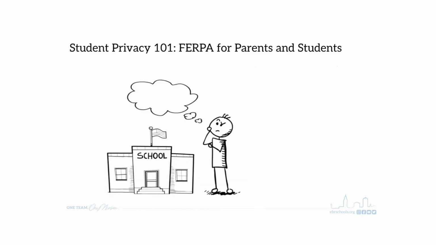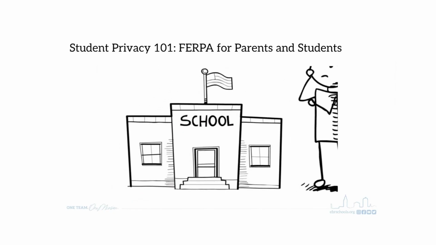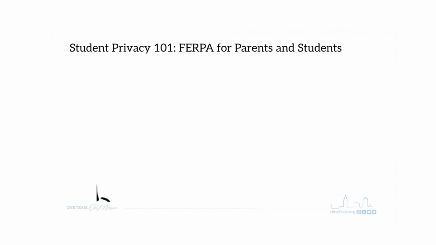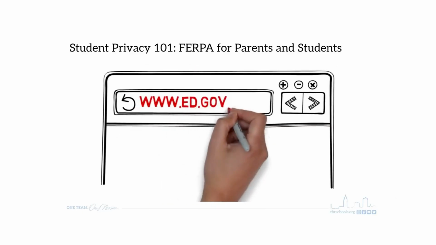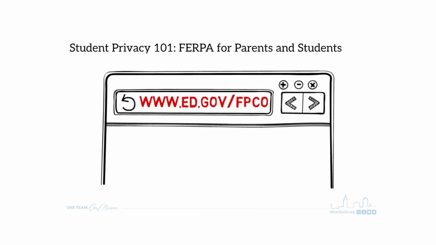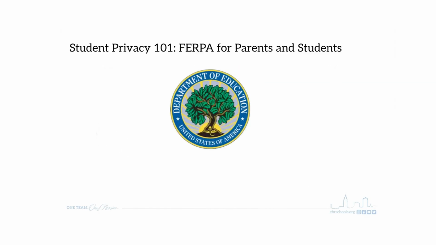You may be wondering, how do I find out more about how FERPA affects me or my child? To start, look for your school or school district's FERPA policy on its website, or ask your principal or school administrative staff about your rights under FERPA. Visit the Department of Education's Family Policy Compliance Office website for answers to frequently asked questions on privacy, training, and guidance for parents and students on FERPA rights and protections.